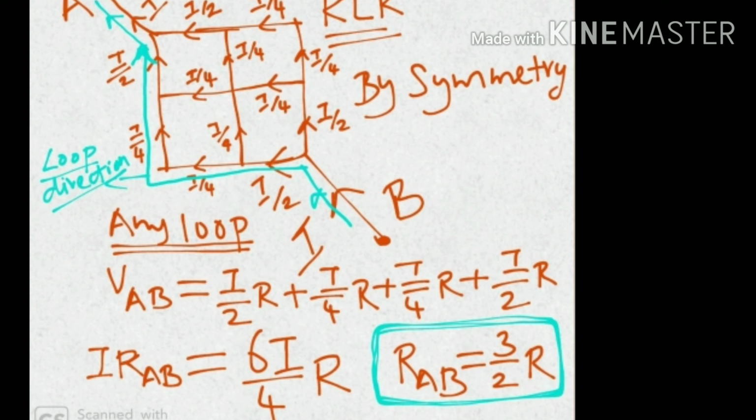Potential drop across AB, finally, I can write it as I by 2 R plus I by 4 R plus I by 4 R plus I by 2 R. So it will be 6 IR by 4. Finally, on solving this, 3 by 2 R is the answer, because VAB can be written as I into R across AB, so I will be cancelled. So RAB is equal to 3 by 2 R. From this, option B is correct for this question.